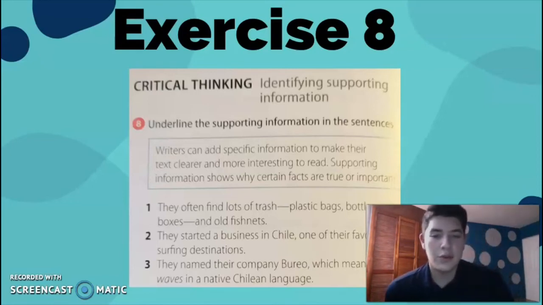And number 3, they named their company Burio. What does Burio mean? Okay, so then they told you, which means the waves in a native Chilean language. So they give you that they named their company Burio, and then they add information that it means the waves in a native Chilean language. So now you can understand why they named their company Burio. Okay, now let's put the answers.